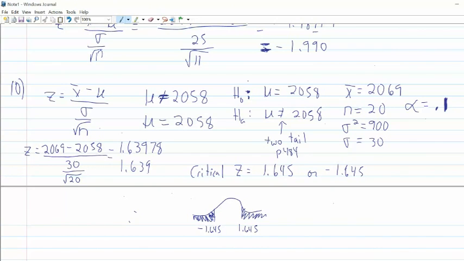This is really, really close. That number, 1.639, is less than 1.645. So that z-score would be really close to the critical z-score, but it is in between these two. And since it is between these two, we fail to reject the null hypothesis.